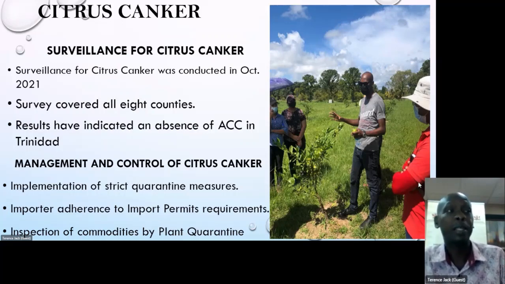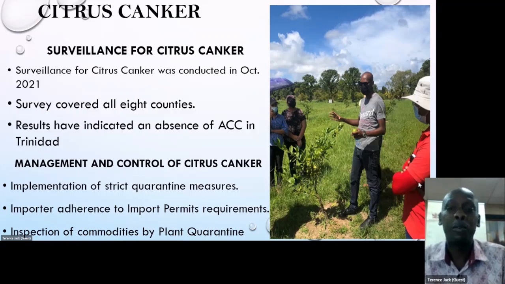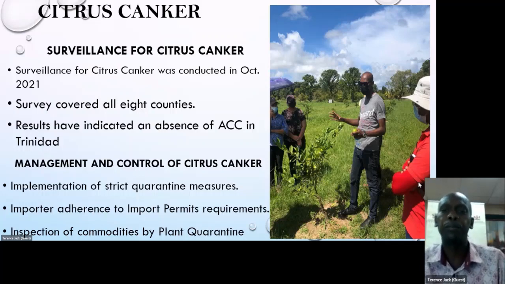So it is quite important, and I'd like to repeat, for the ministry and for the research division and this crop protection subdivision, it is quite important that we adhere to strict quarantine measures, as this is necessary to prevent the entry of citrus canker into Trinidad and Tobago and into our jurisdiction.